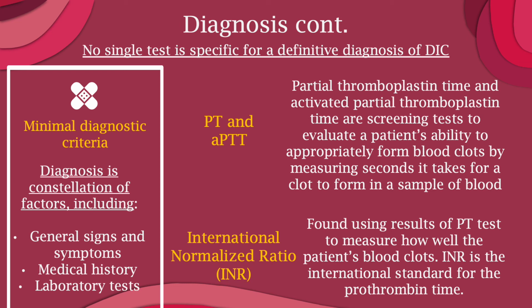Prothrombin time and activated partial thromboplastin time are screening tests to evaluate a patient's ability to appropriately form blood clots by measuring the seconds it takes for a clot to form in a sample of blood. PT and APTT are very similar, but in APTT, an activator is added which speeds up the clotting time. International Normalized Ratio, or INR, is found using the results of the PT test to measure how well the patient's blood clots. INR is the international standard for the prothrombin time.